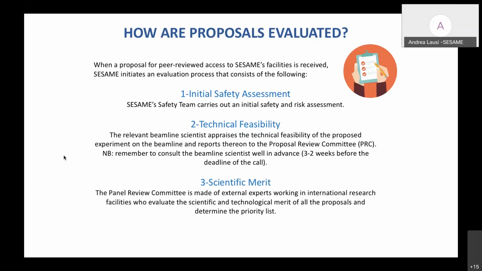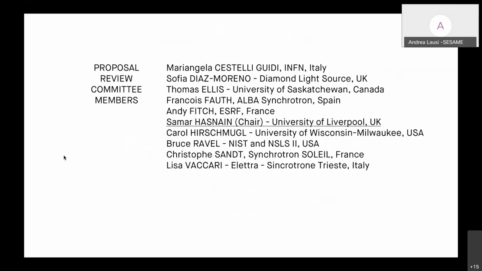And the third is a panel review committee, which will evaluate all the proposals and put them in a list according to the scientific merit of it. All this information together with the user policy, the data policy, you can find on the website of SESAME, and this is the present committee members.